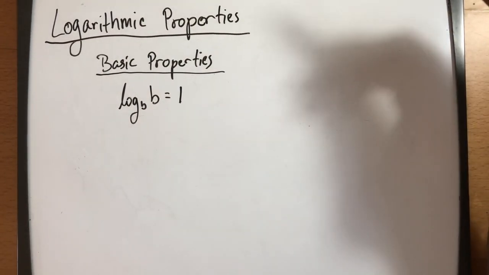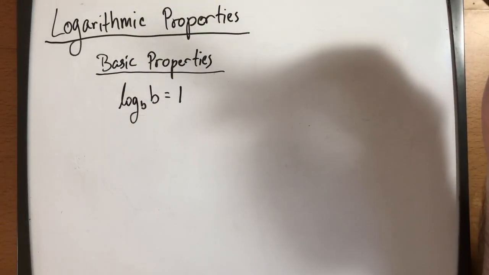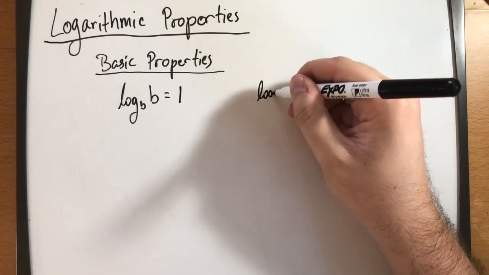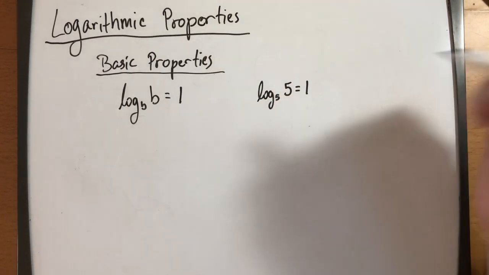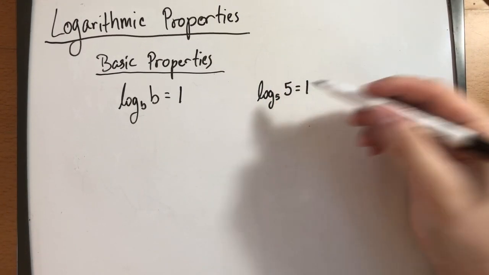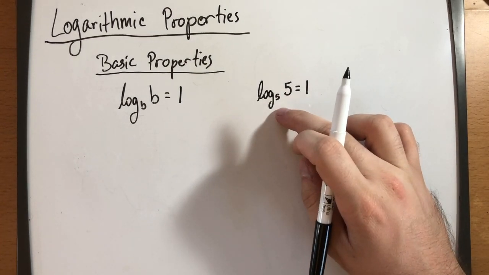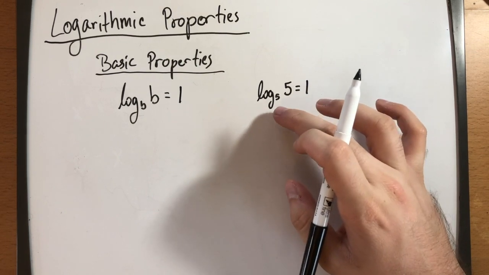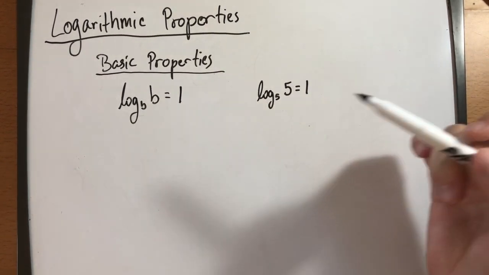Remember, what you're solving for in a logarithm is the exponent. So any base raised to 1 will always be the base. So for example, log base 5 of 5 will always be 1 because 5 raised to the 1 is 5. So it doesn't matter what the base is. The exponent will always be 1 if you get the log of the same base, of its matching base.